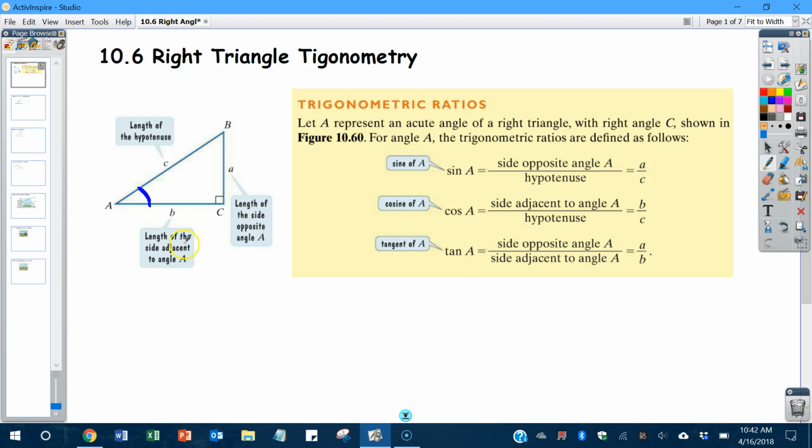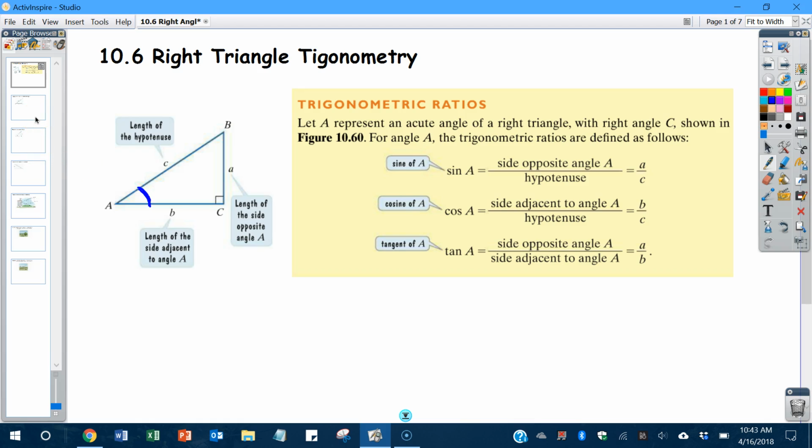Similarly, the cosine of angle A is the length of the side adjacent to angle A, this B, divided by the length of the hypotenuse. So if we have these two sides, we can find the cosine of angle A. And then the tangent is the side opposite A over the side adjacent to A. So this value over this value, you divide those two numbers, you get the tangent of angle A. These formulas may seem a little weird. I'm going to show you a few examples where you use them, and hopefully they'll be a little more clear.